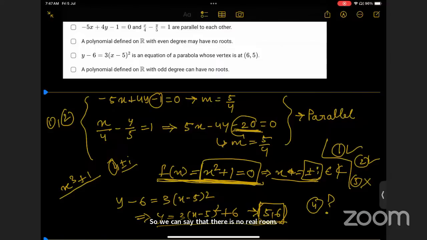Okay, ma'am, can you please explain the third one? Why is it wrong? Because the vertex is 5, 6, and here it is given 6, 5.